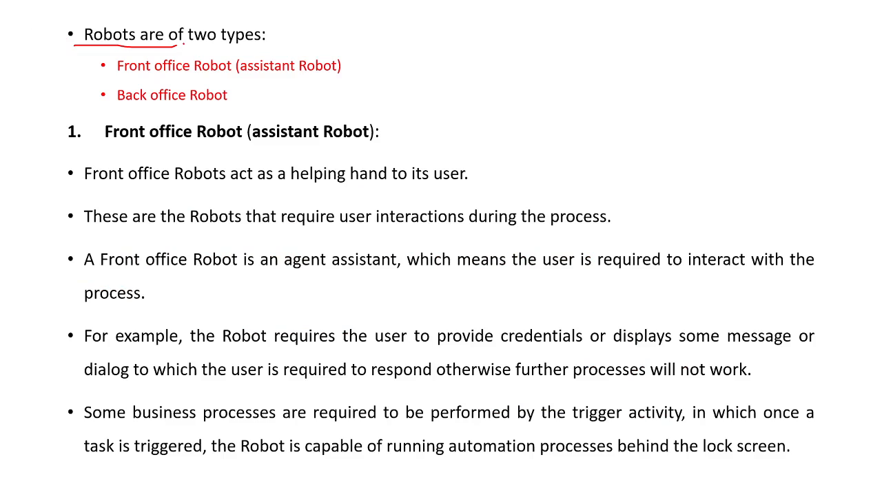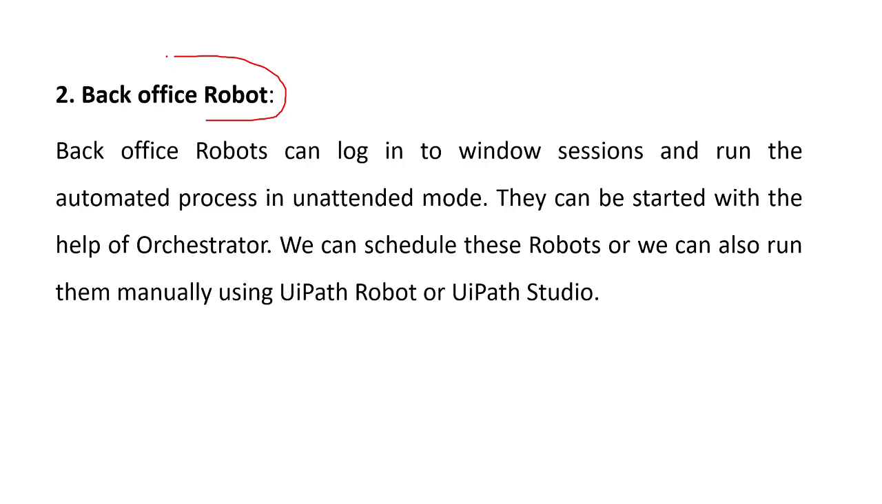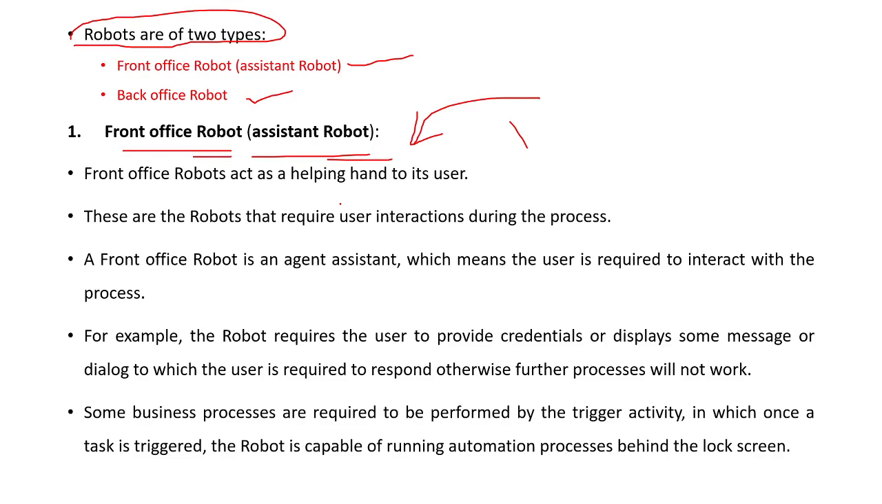Okay, and there are two types of robots that you can deal with. We are already aware of this. One is the front office robot and the other one is the back office robot. We have already learned this, so once again, I won't repeat it. To make it simple, the front office robot is also called an assistant robot, which requires user inputs or user help in order to complete the task. Whereas the back office robot will work independent of the user input. Clear? So that's what you should remember at a high level. And we have already learned in depth about the difference between the front office robot and the back office robot.